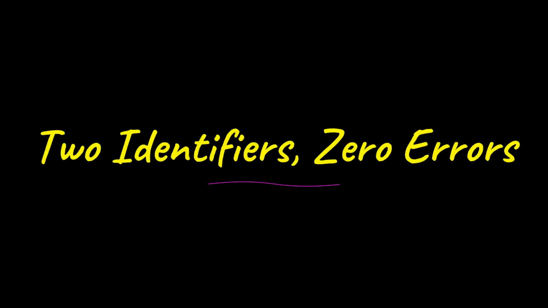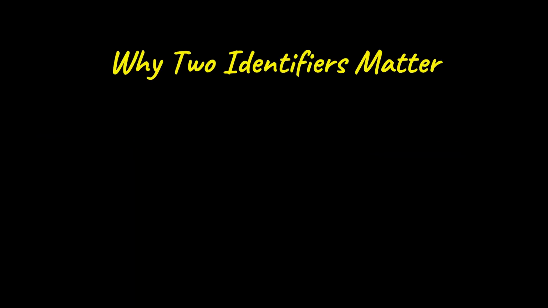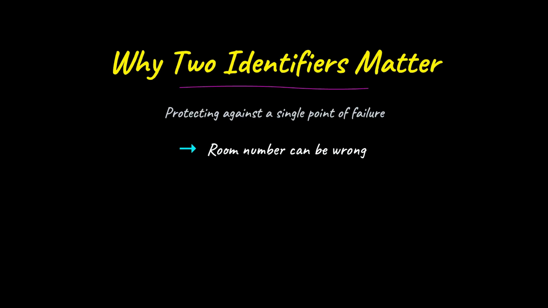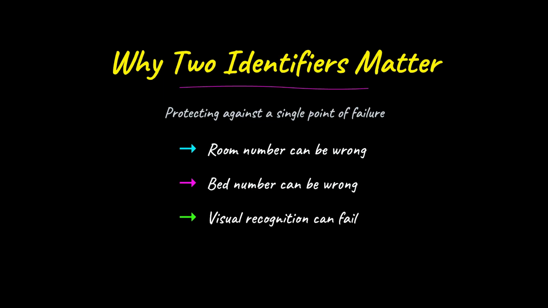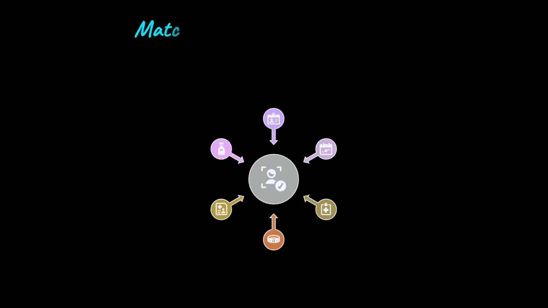Patient identification with at least 2 identifiers is a national patient safety goal set by the Joint Commission. It exists to stop care meant for one patient from reaching another. Relying on room number, bed number, or simply recognizing a face is a single point of failure. Clinics see hundreds of patients weekly, and similar names make one identifier alone unreliable.